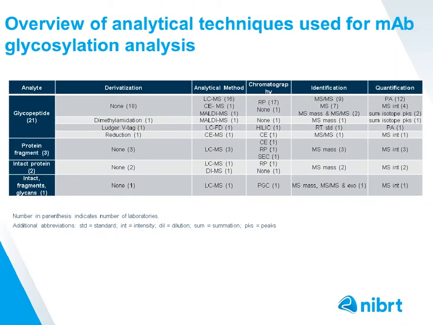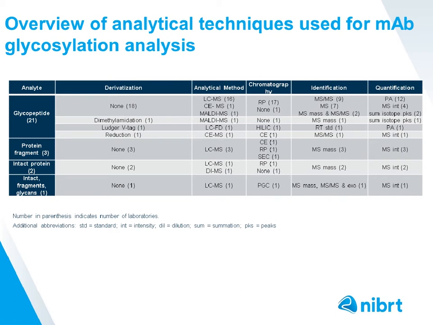If you look in more detail at the users that used glycopeptide analysis, in these cases, very few of the participants used any derivatization at all. So this is one potential advantage of this technique. And the analytical method of choice for glycopeptide analysis is LC-MS. The chromatography, because it's stemming from peptide analysis, uses reverse phase. So most of the participants, if you look at the top row, 17 of the participants use reverse phase. And in this case, the identification is quite different. They're using MS/MS or MS directly for the identification of these compositions or glycan compositions. But again, quantification coming back to peak area.